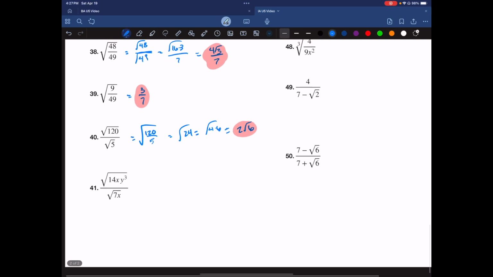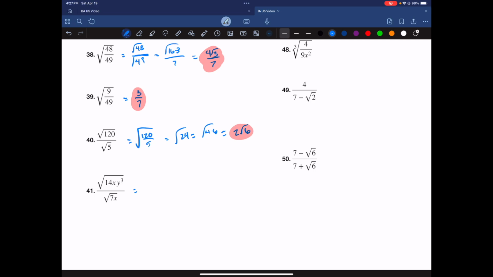Okay. On 41, I'll put them back together and simplify, so this is going to be 14xy cubed over 7x. And that's going to leave me with 2y cubed underneath. Okay, well, I can't take the square root of 2, but y cubed under a square root, I can take that out. I can separate that as y squared times 2y. And that's going to be y square root 2y.